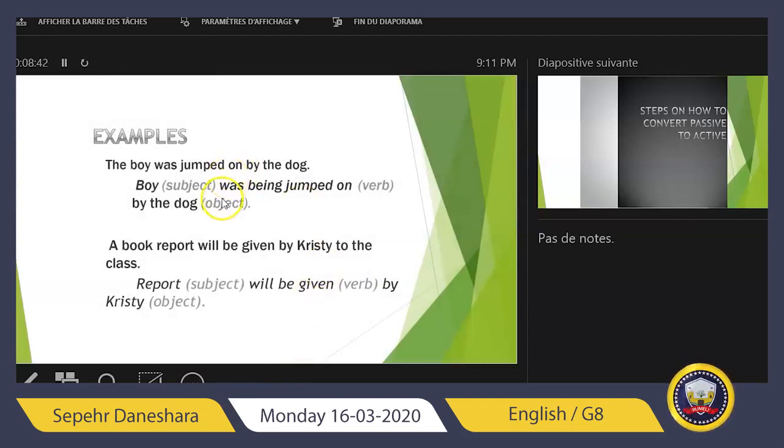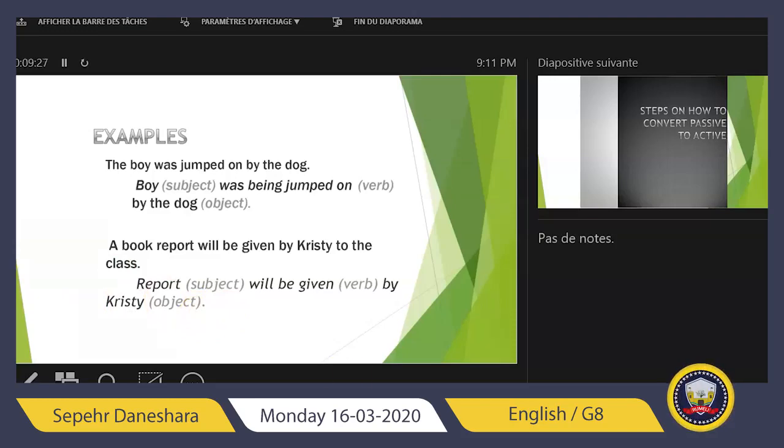Now, let's look at the examples. The boy was jumped on by the dog. Who is the subject? The boy. Was jumped on, verb, by the dog, object. So here you see the object is more important than the subject. Okay? And here let's look. A book report will be given by Christy to the class. Okay? So look at here. We have future tense. Don't worry. It's a bit confusing, but you will get the board in the next slide. You will understand how we make the tense change here. Okay? Just pay attention that the object is more important in the passive than the subject.